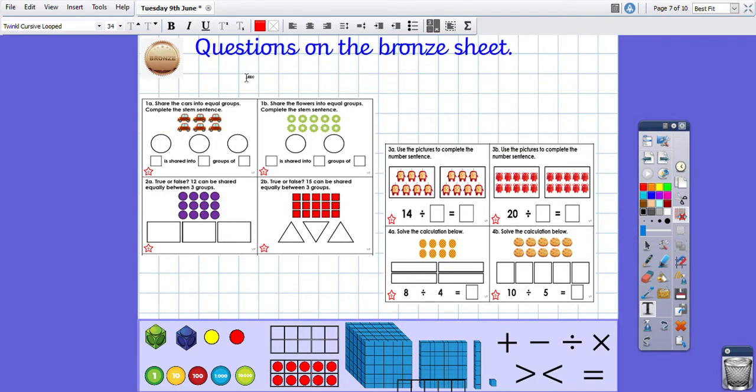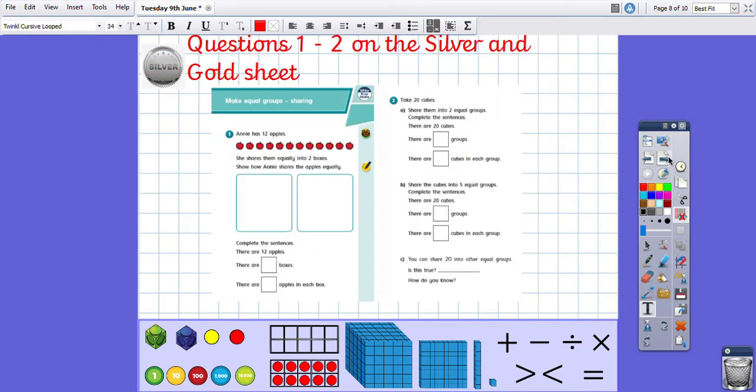Okay, bronze. You need to share the objects and complete the stem sentences. Then you've got some true or false questions. You then need to complete the division sums, the number sentences based on the pictures, and then solve the calculation below. The boxes are there to help you with the images.